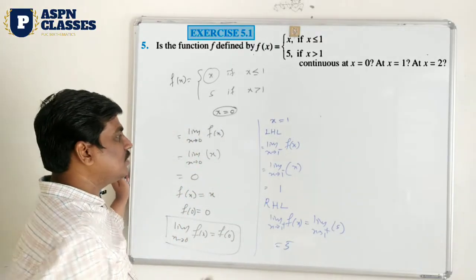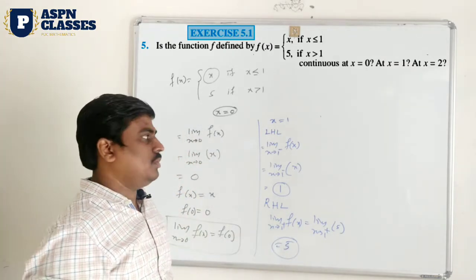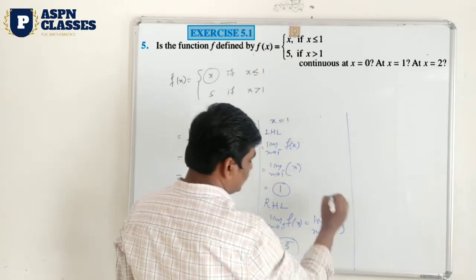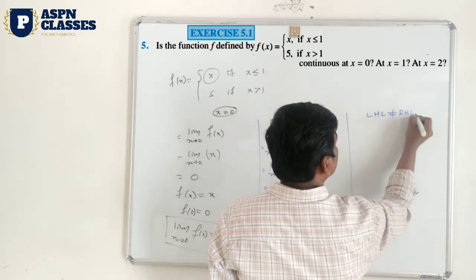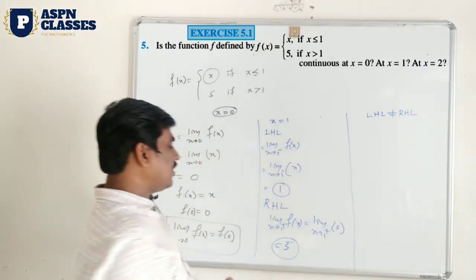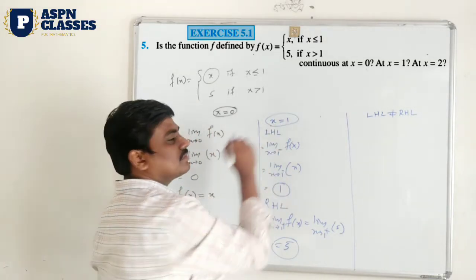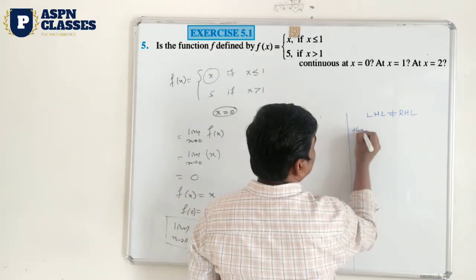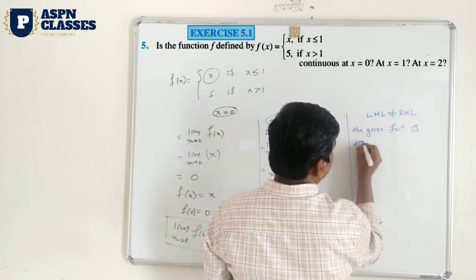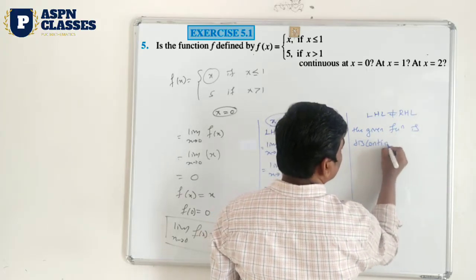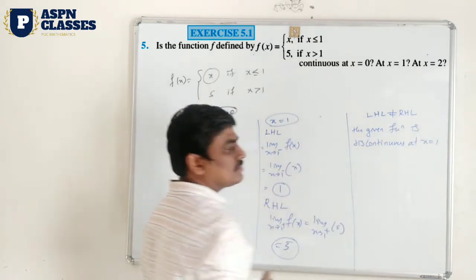Okay, so in this case observe, the LHS limit answer you get is 1, the RHS limit answer you get is 5. Are these two equal? No. So these two are not equal. What is the conclusion? In this case LHS is not equal to RHS. Therefore the given function is discontinuous at the point x equals 1. Okay, so write it here, the given function is discontinuous at x equals 1, correct?